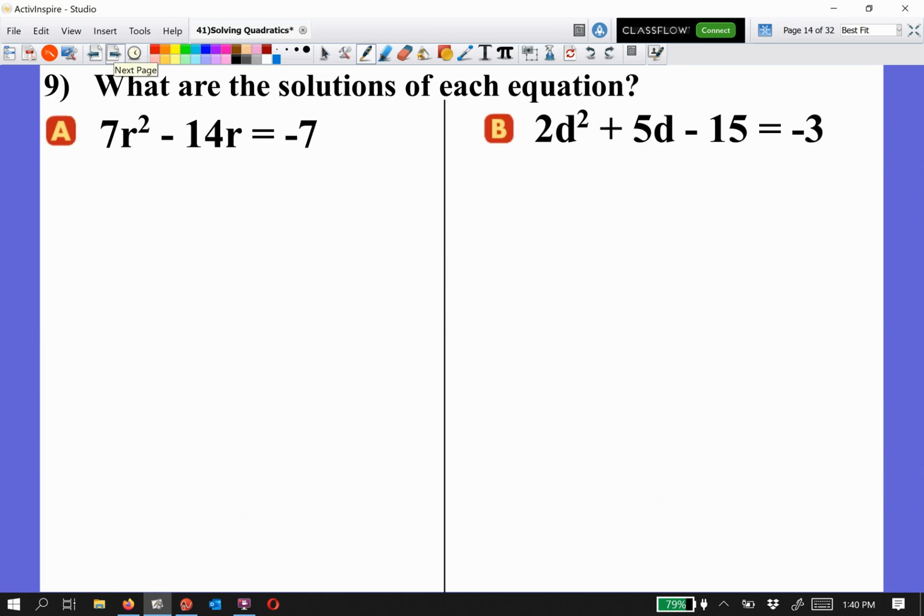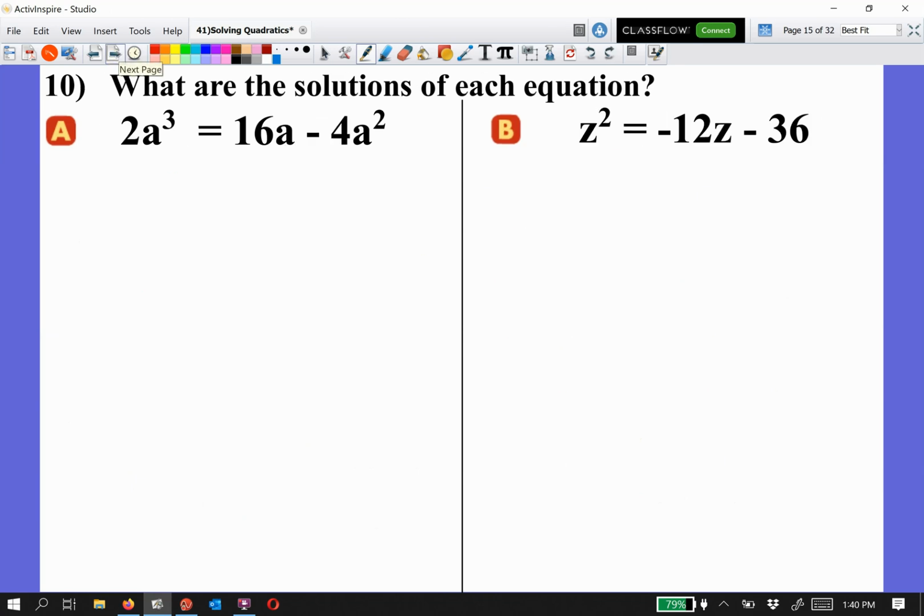Again, this isn't terribly hard. I'm going to do one more. I'm looking for a good one. I kind of like this one. Actually, I really like this one. This is a good one.